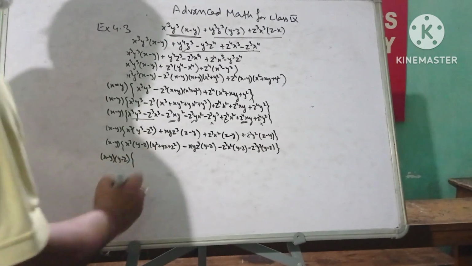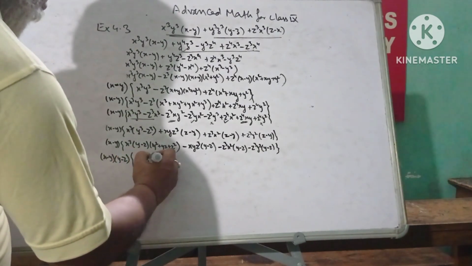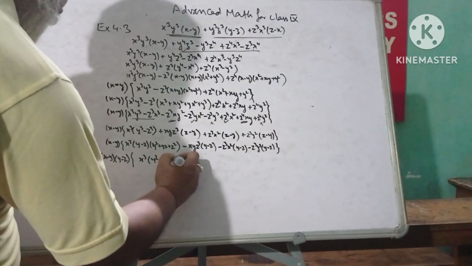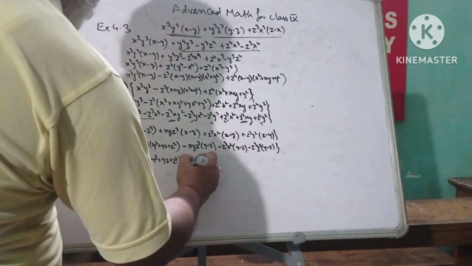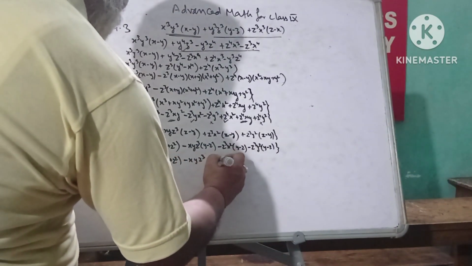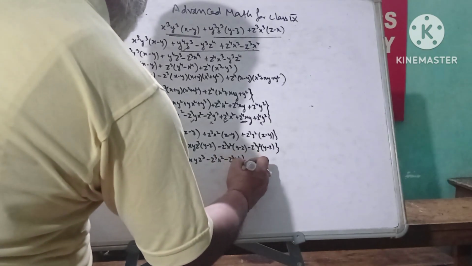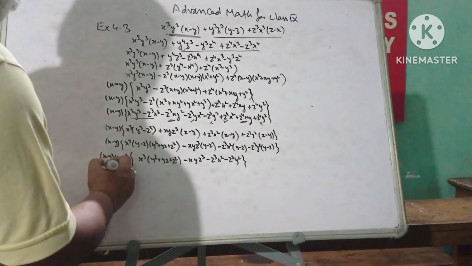So what is the remaining terms? The remaining terms are x cube y square plus yz plus z square, and here it remains x y z cube x square minus z cube y square. This is it. Now you expand it.